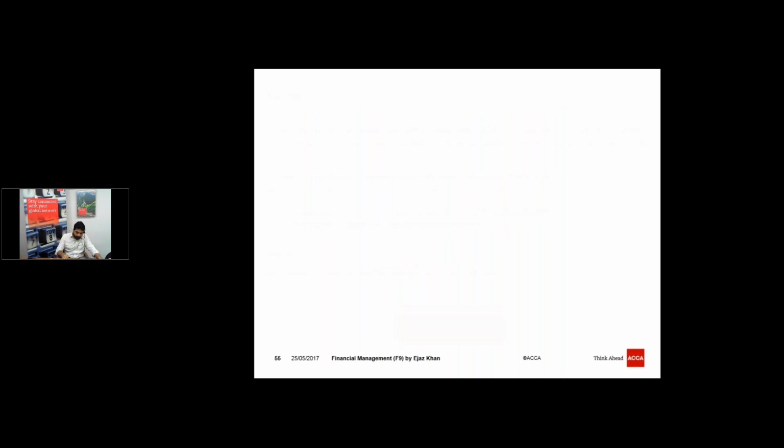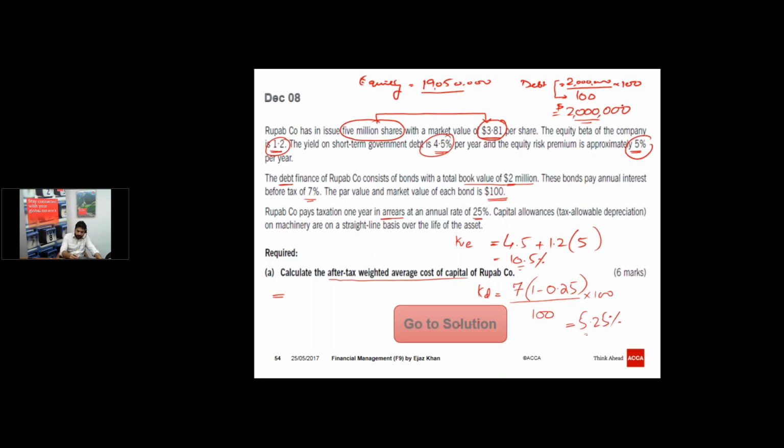I've just discussed how to calculate. This is the answer. This is how we convert book value into market value. We take the total value of debt divided with the par value of each unit of debt, that is per debenture, and then we multiply it with the market value of each debenture.